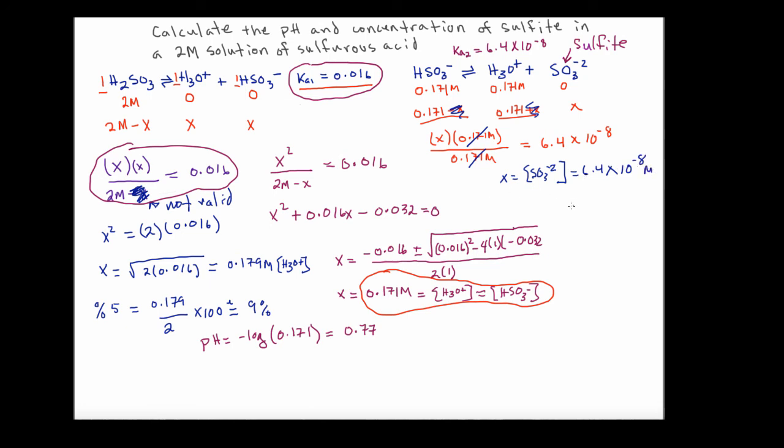Now, you can check this if you're skeptical about having dropped the x. We can just run the 5% rule really quick: 6.4 times 10 to the minus 8th divided by 0.171 times 100, and what you're going to get is a really small value here. I think it's about 3.7 times 10 to the minus 7th percent, literally. So that means it was valid for us to go ahead and drop the x out of this sum.